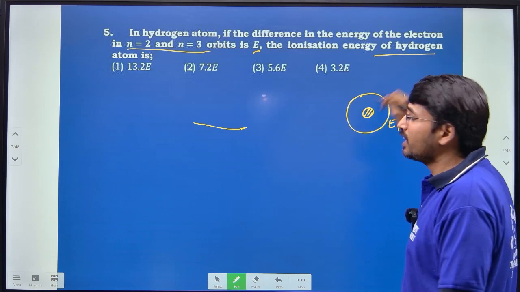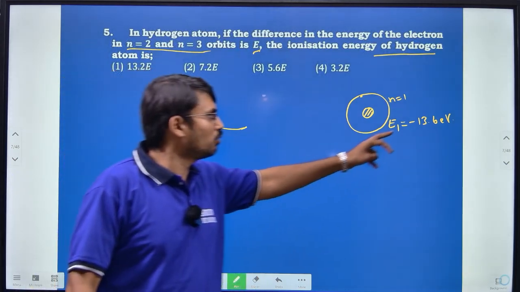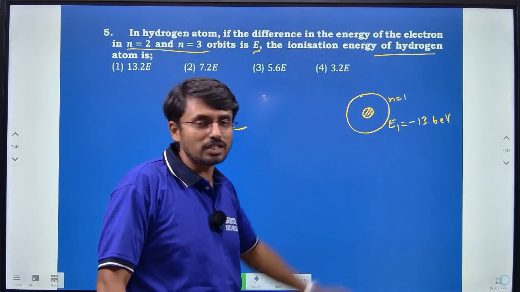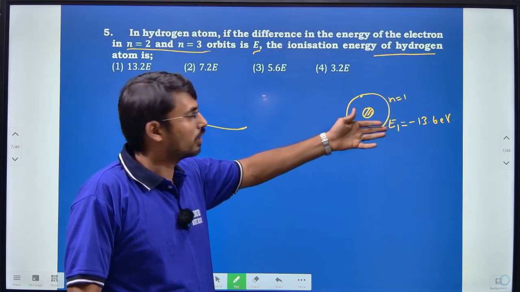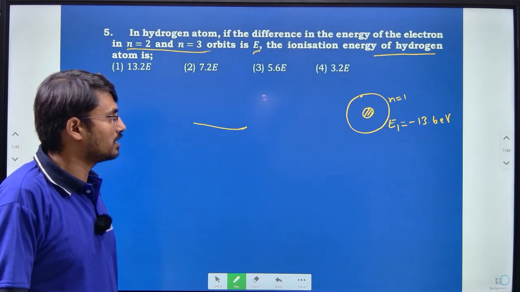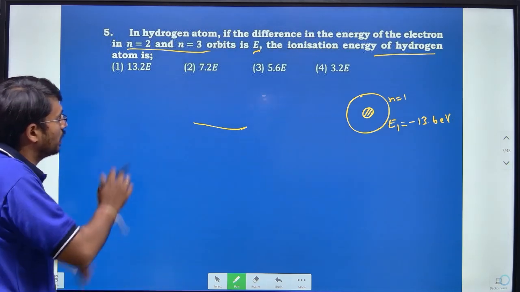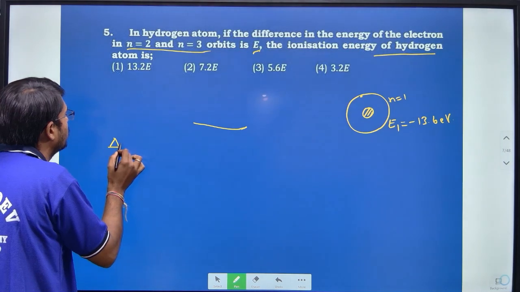What's the meaning of ionization? We have to make that particular electron free. That means we have to give plus 13.6 electron volt, so that its energy becomes 0. Therefore minus of E1 becomes the ionization energy here. So first we'll try to write an equation for this. That is the difference. What is the difference in energy here?